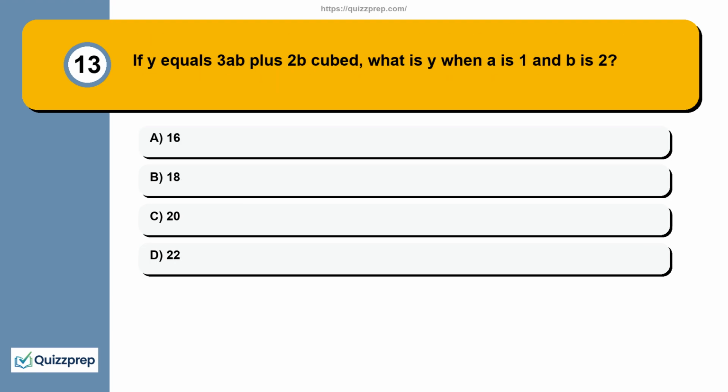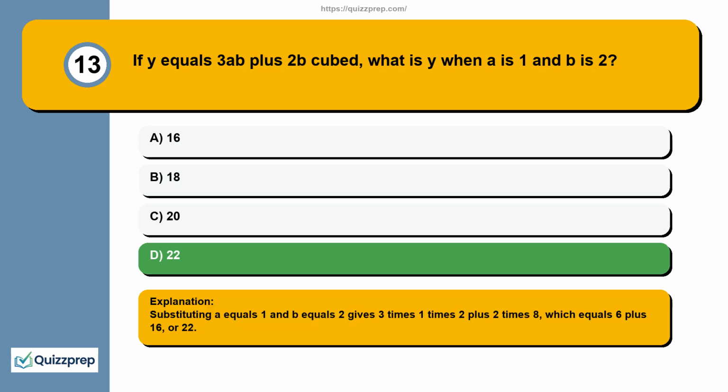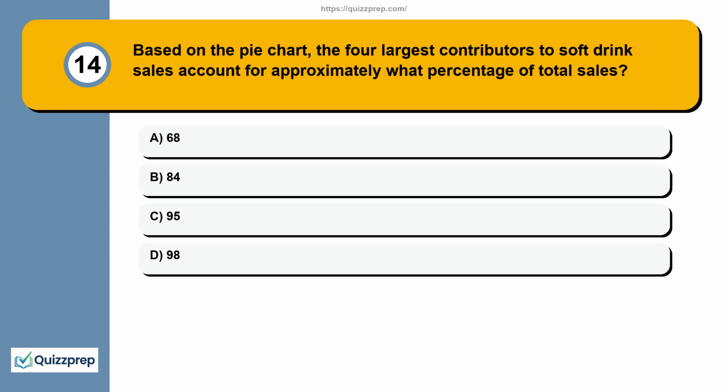Question 13. If y equals 3ab plus 2b cubed, what is y when a is 1 and b is 2? 16, 18, 20, 22. Substituting a equals 1 and b equals 2 gives 3 times 1 times 2 plus 2 times 8, which equals 6 plus 16, or 22.